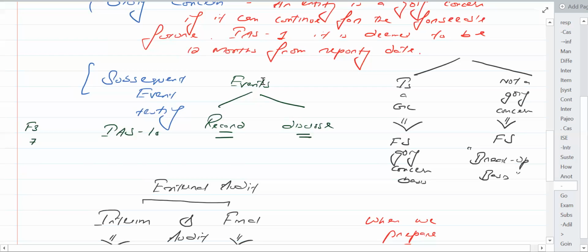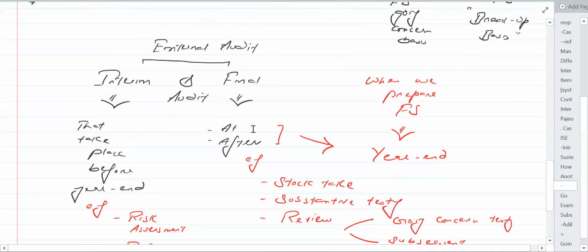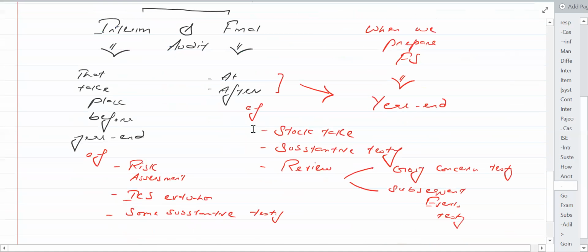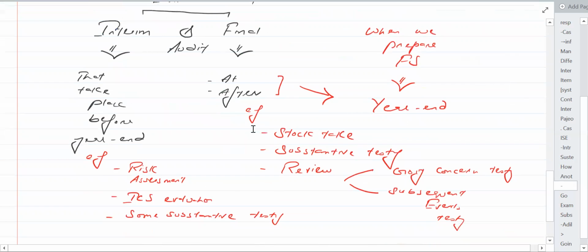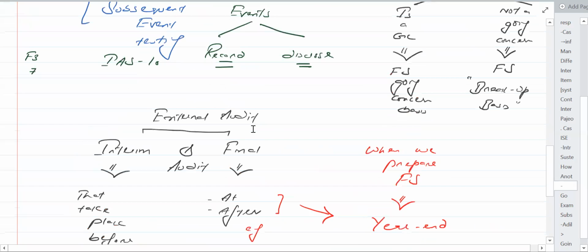So the auditor needs to extend their testing to see these subsequent events. The auditor has a responsibility in relation to the events which occur between the date of financial statements, which means the year end, and the date of the audit report, because the audit is still there. So we have done this thing, like in the interim audit, we did the risk assessment, we did the internal control evaluation, and we did some substantive testing. And in the final audit, now we'll be doing the review, which involves the going concern testing and the subsequent events testing. We are already done with the substantive testing.